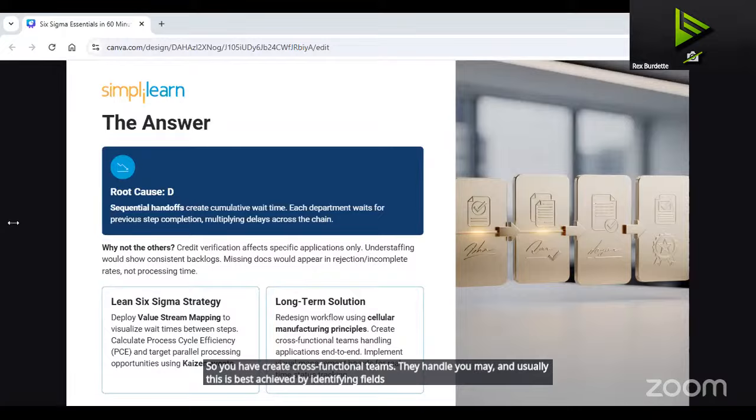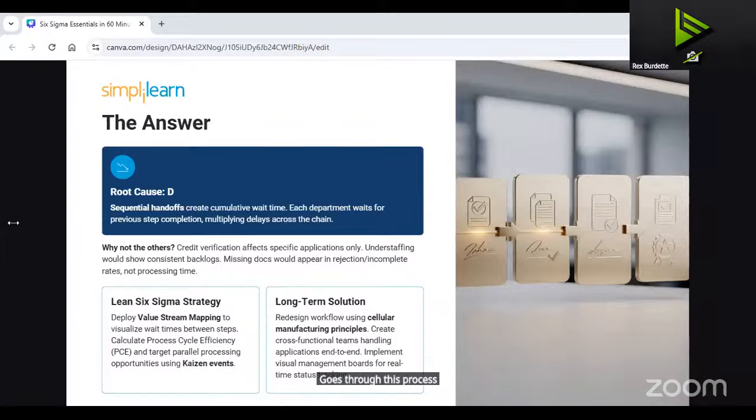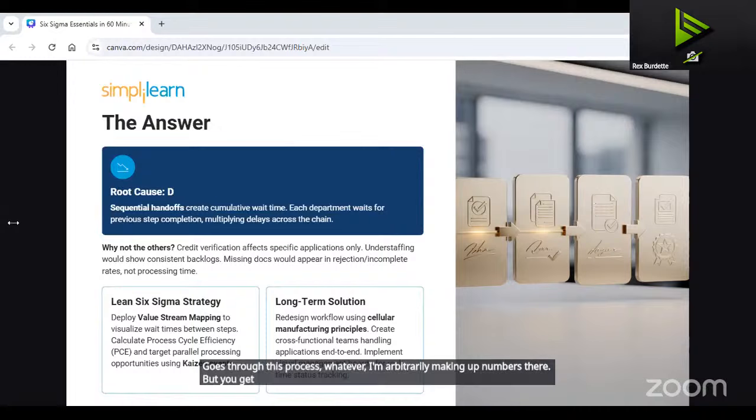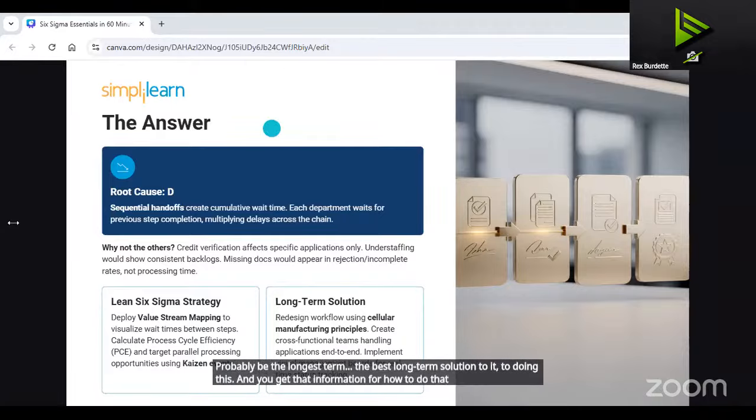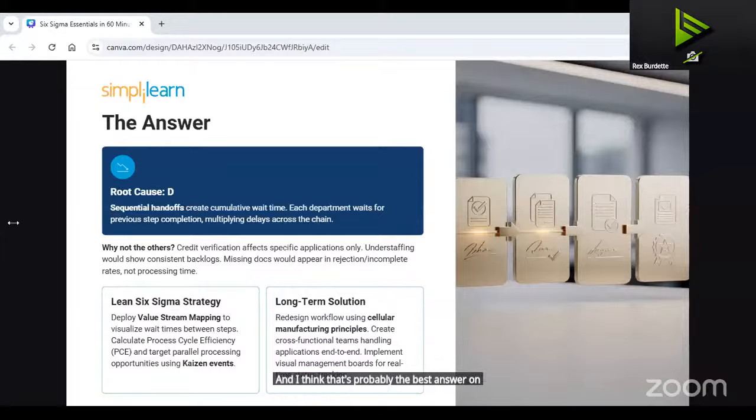I mentioned some of the higher credit scores, like say everybody over 750 goes through this process and it goes really smoothly. Everybody under 750 to 600 goes through this process, whatever. I'm arbitrarily making up numbers there, but you get the idea. Identifying families and putting them through cells, departments, processes that are designed specifically to address that family of products will probably be the best long-term solution to doing this. And you get that information for how to do that from your value stream mapping that you do in a Kaizen event. And I think that's probably the best answer on that.